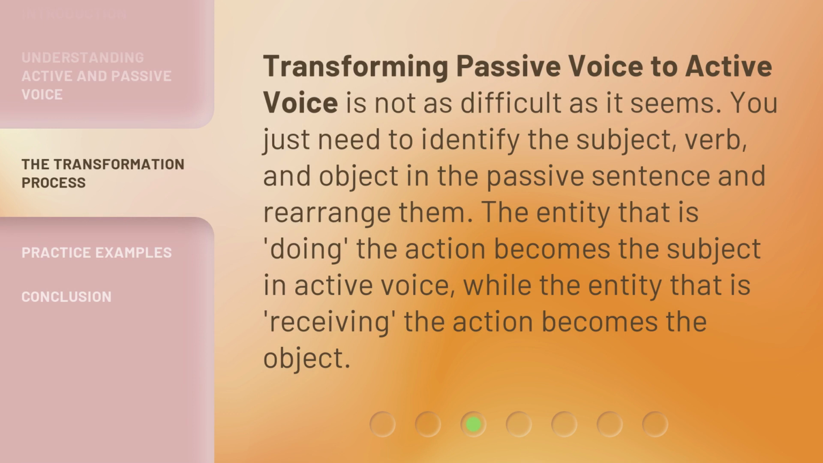Transforming passive voice to active voice is not as difficult as it seems. You just need to identify the subject, verb, and object in the passive sentence and rearrange them. The entity that is doing the action becomes the subject in active voice, while the entity that is receiving the action becomes the object.